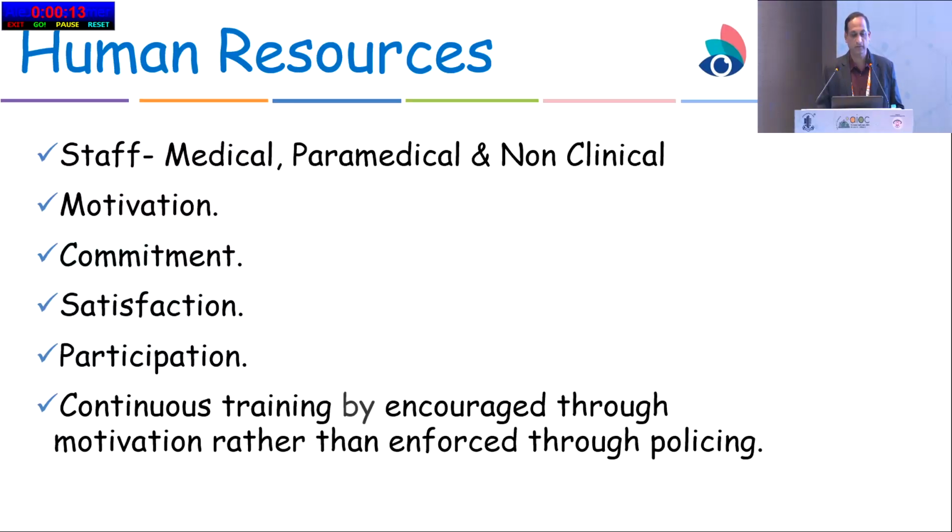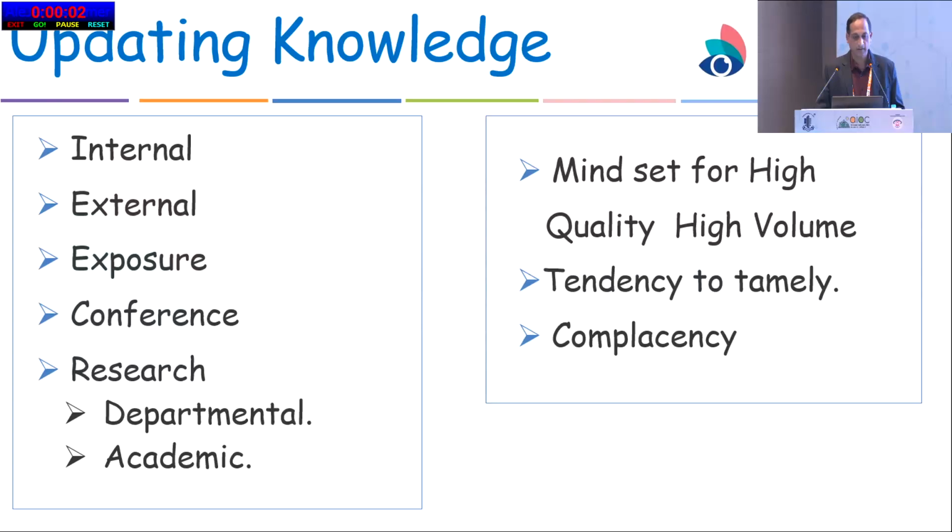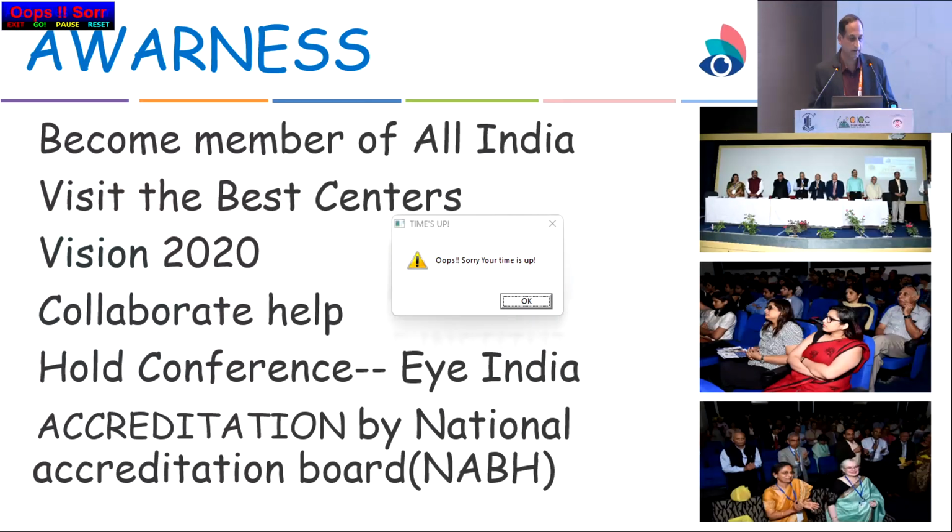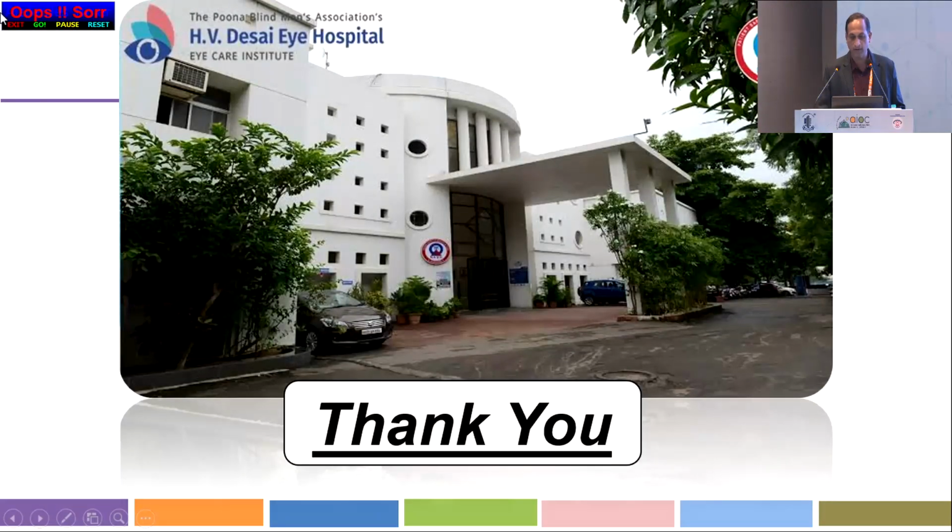And human resources: staff motivation, commitment, satisfaction, and active participation. To keep the human resource running and make him happier, you have to employ these. I think I am running out of time. So for awareness, become a part of the All India Ophthalmological Society, Vision 2020, collaboration, and help. In a nutshell, demand generation is wherever you want to get more patients, and capacity building is motivating whatever existing staff you have so that they can do maximum work for you, and thinking about the adequate utilization of all equipment.